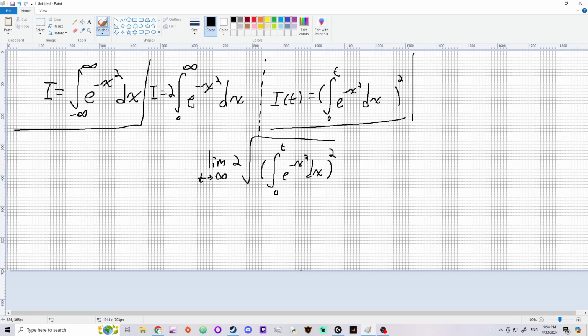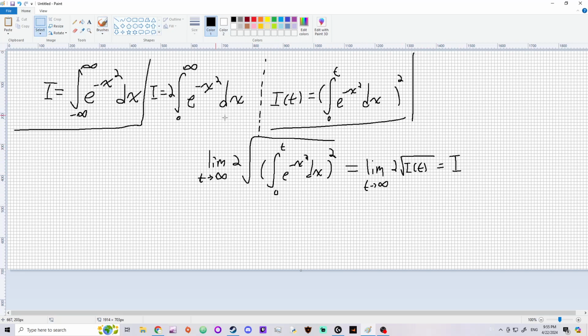And we can see that if I square root this, these things cancel out. Times 2 with the 0 to infinity, it's essentially the same thing. So I'll rewrite this as the limit as t goes to infinity of 2 times the square root of I of t, this thing here, which is actually equal to our original integral. That's equal to I. Okay.